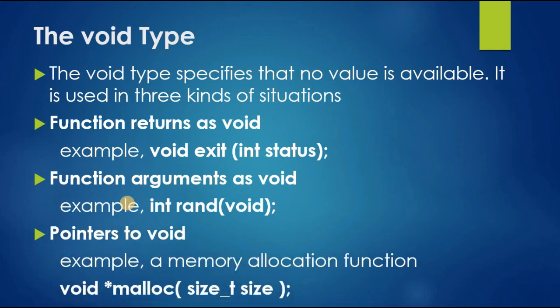The third one is pointers to void. An example is the memory allocation function void *malloc(size_t size). A pointer to void can be cast to any data type. A pointer of type void represents the address of an object but not its type. Here we see in the example that malloc returns a pointer to void.